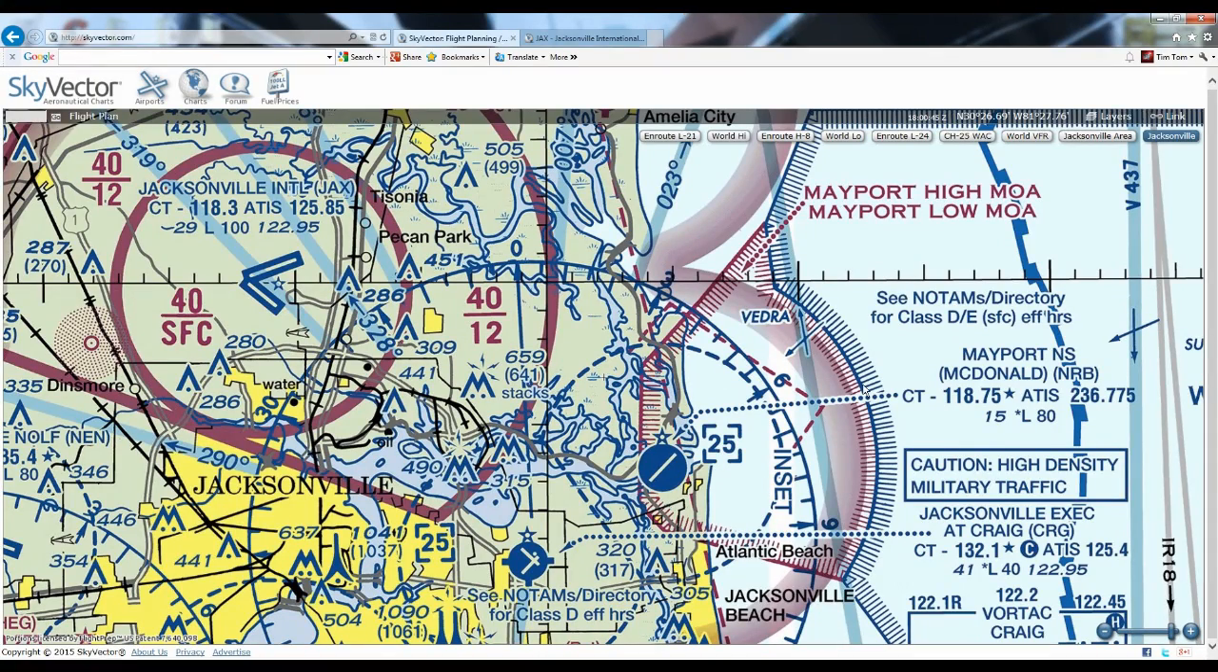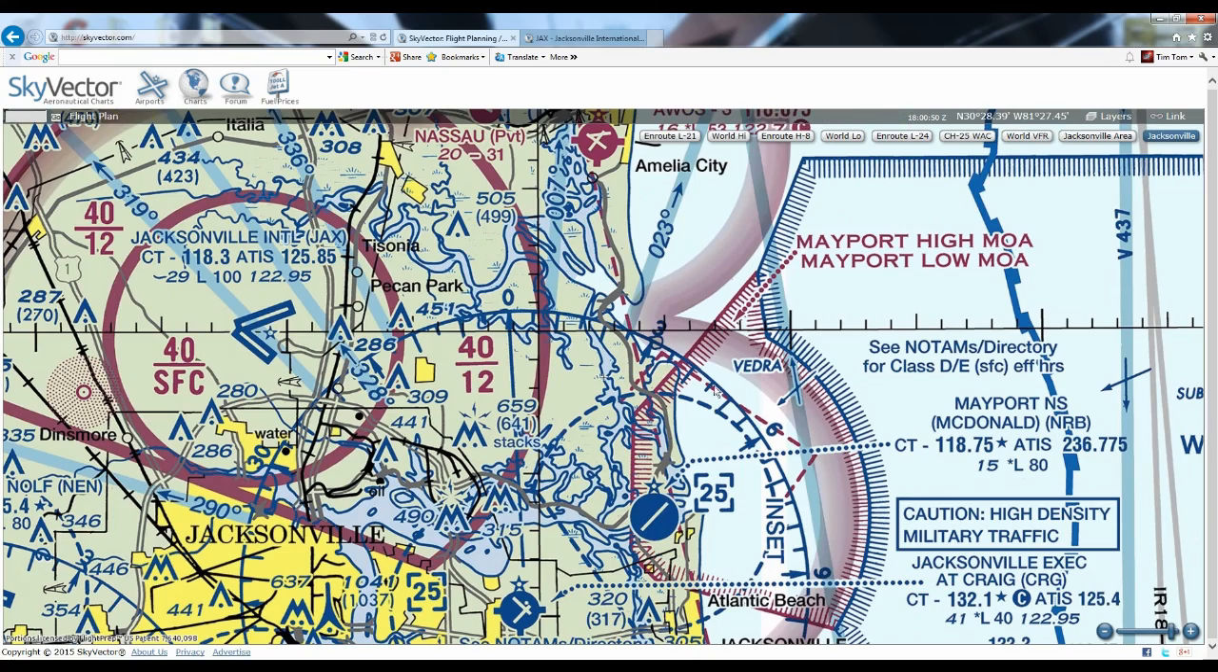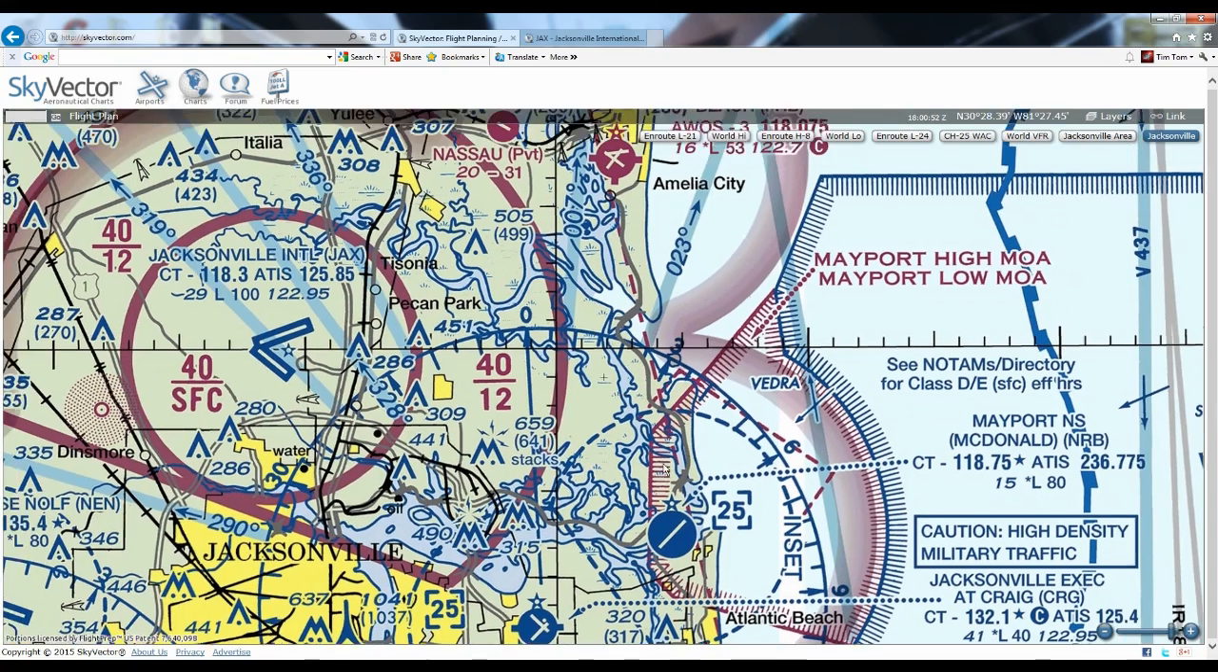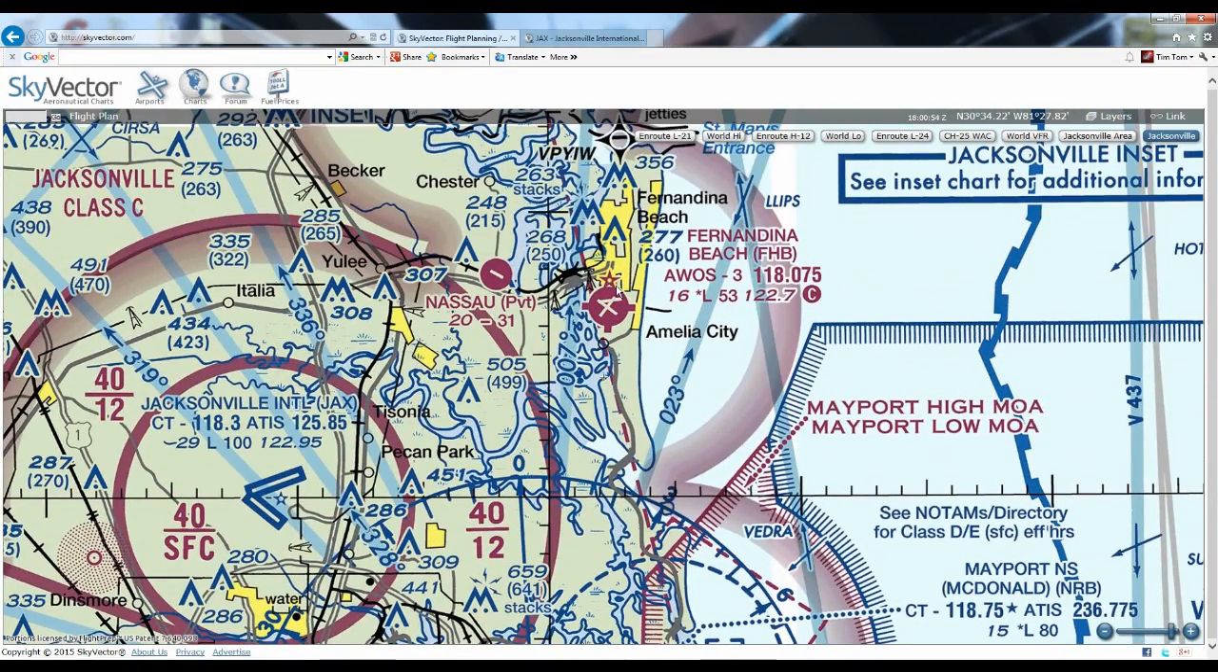So Mayport is Class E whenever the tower is not open. So most of the time it's just Class E, Class D when the tower is open. Now up here, maroon color, there is no air traffic control tower. It means it's an uncontrolled airfield.